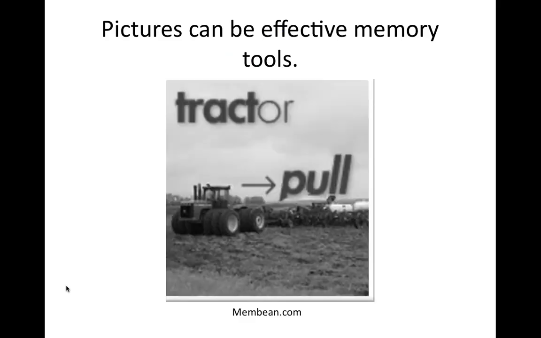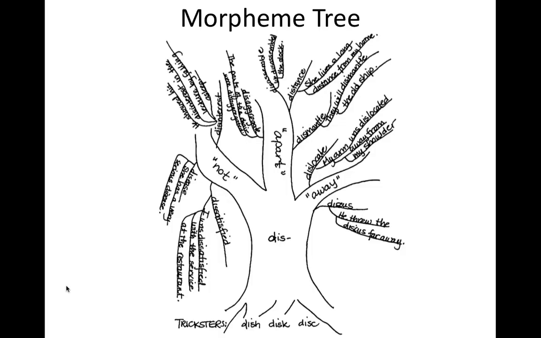Pictures can be very effective memory tools. Here's a picture found on the membean.com site that provides lots of resources for teaching morphemes and vocabulary. In this case, the root tract means pull, and what better picture to depict the root tract than a tractor? By the way, the suffix "or" means that which. Therefore, the meaning of tractor is literally that which pulls.